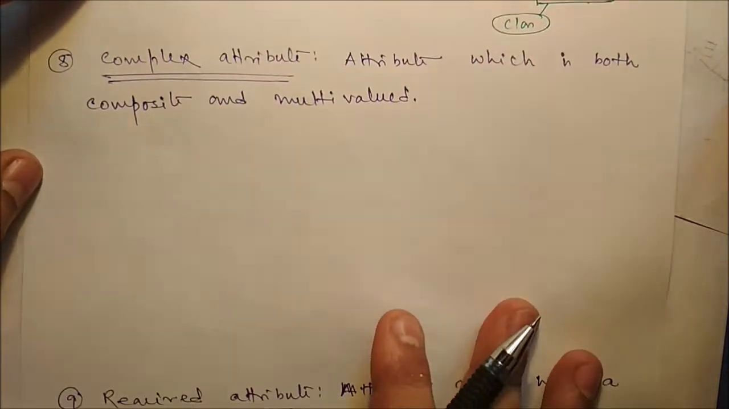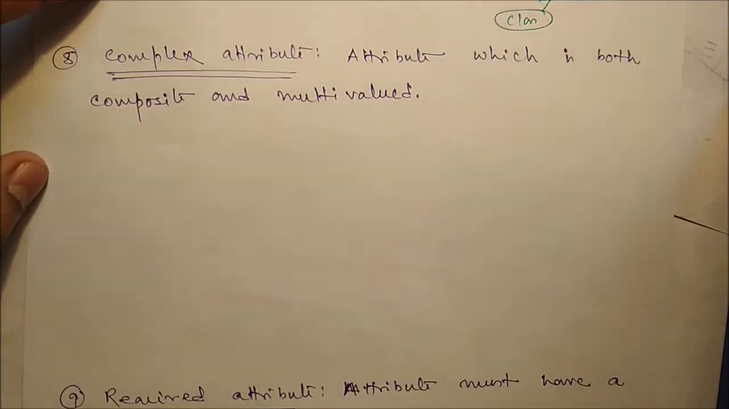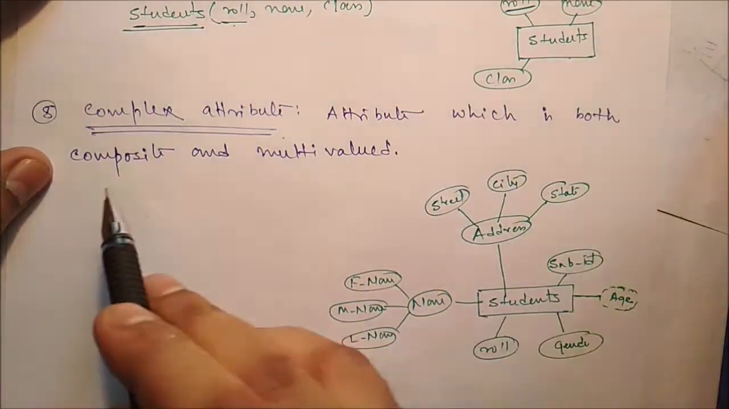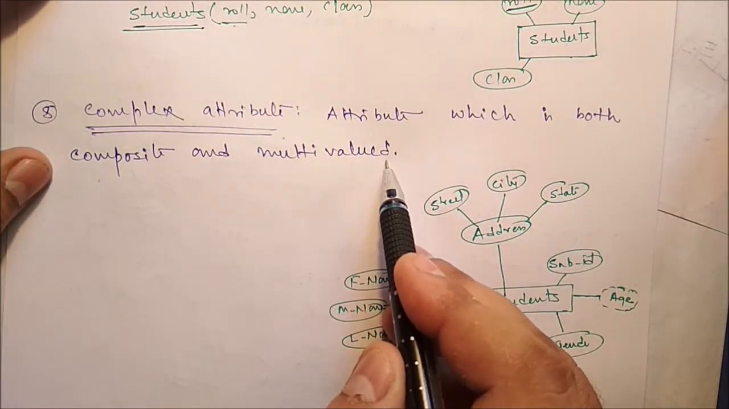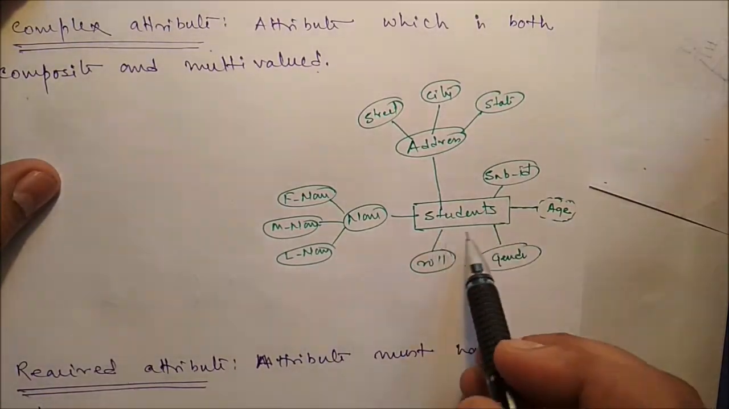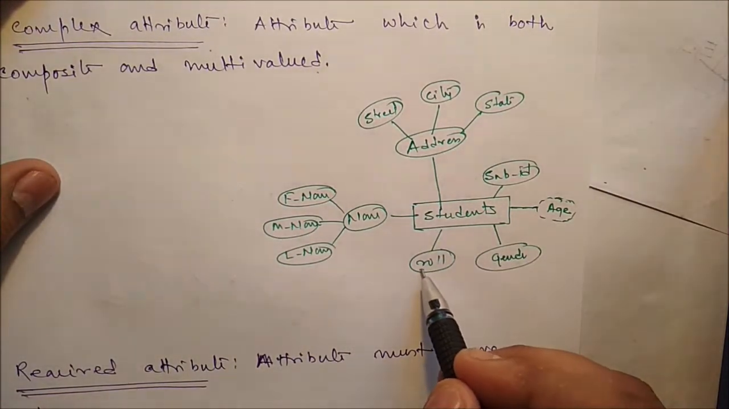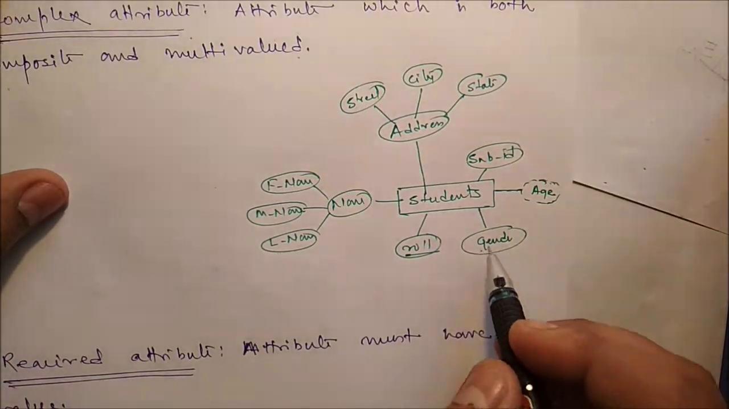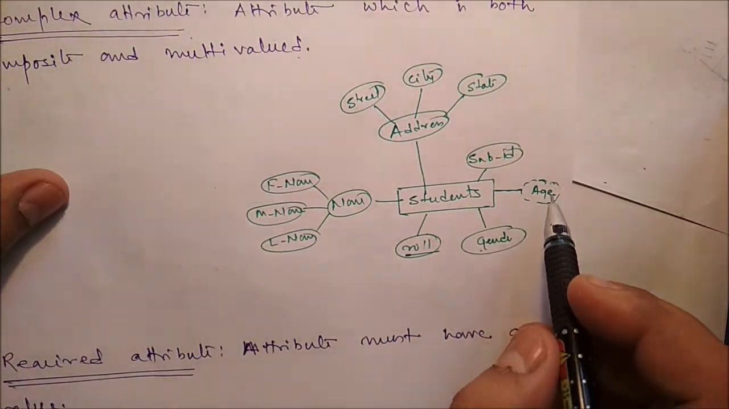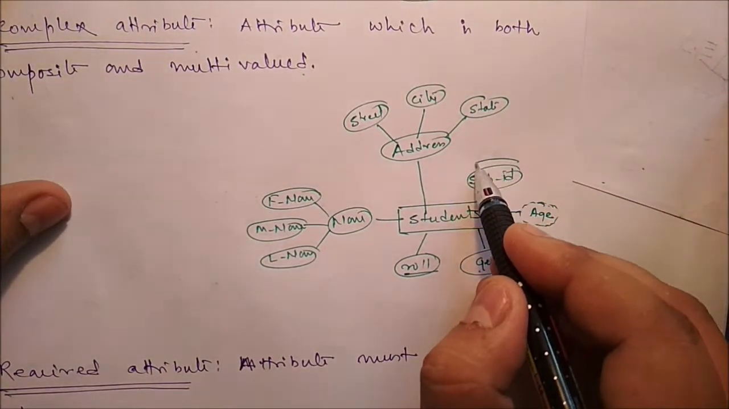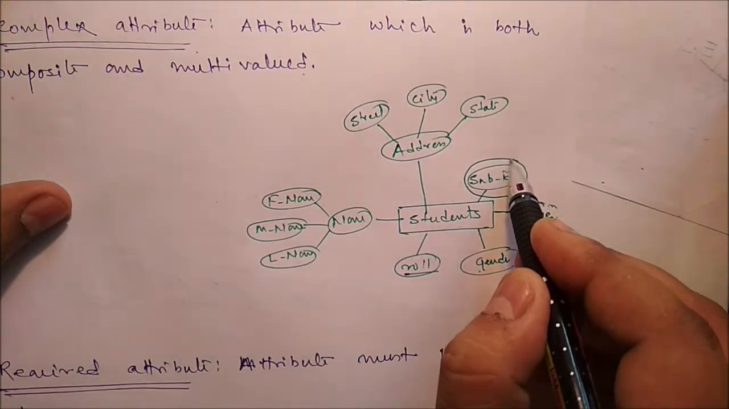Next is the complex attribute. An attribute which is both composite and multi-valued is called a complex attribute. Now you can see here, in the student entity set, roll number is the primary key, or key attribute. Gender is simple and single. Age is a derived attribute. Subject ID should be a multi-valued attribute, because a student can enroll in more than one subject.